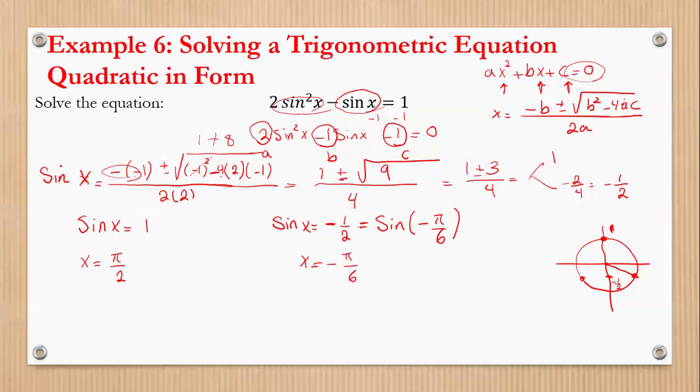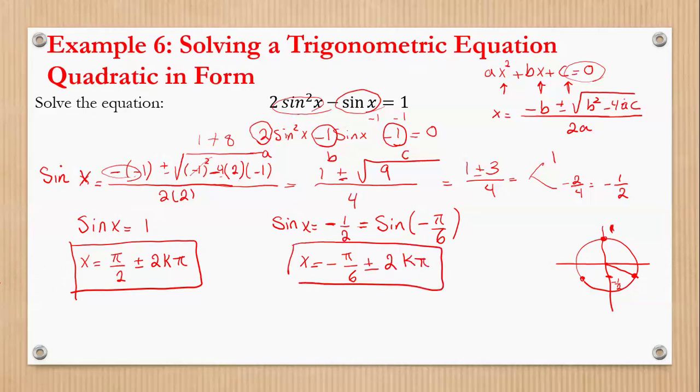Now to find all solutions, I need to add or subtract 2k pi, because 2 pi is the period of the sine function. And if you replace k by 0, by 1, by 2, you can find all possible solutions in the first rotation. And you can also find the two angles that I told you over here.